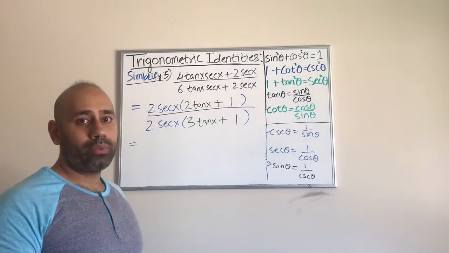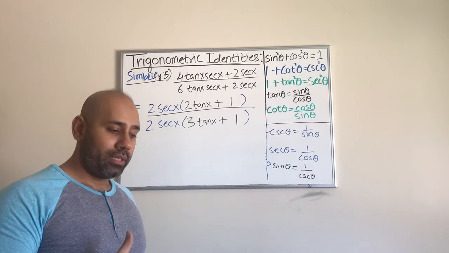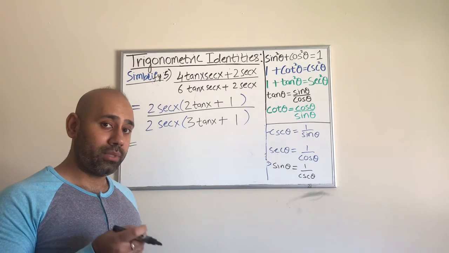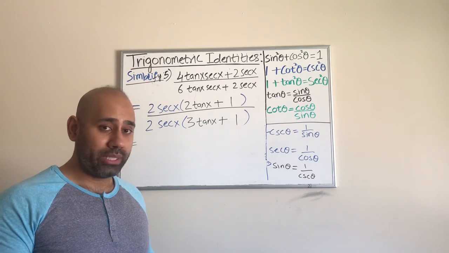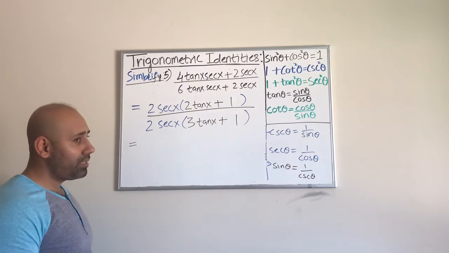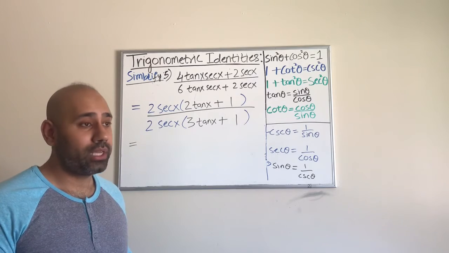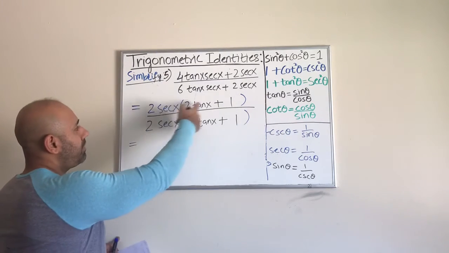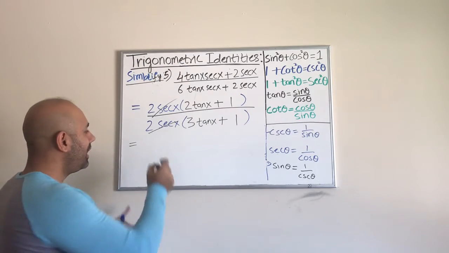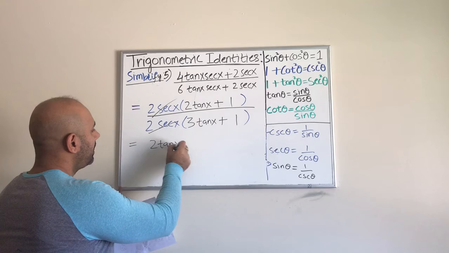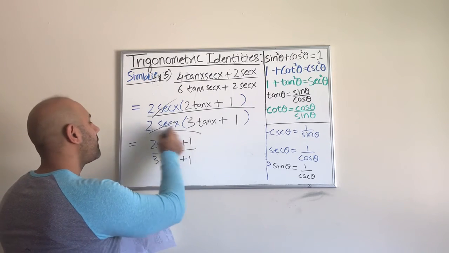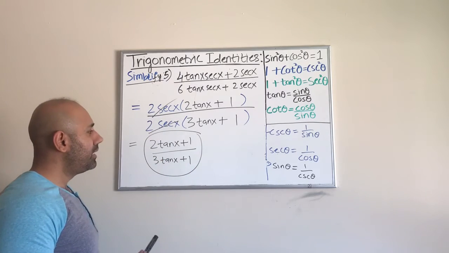Okay, guys, we did not even use any identities. What we simply did was we realized that we can find the greatest common factor from the numerator. We can also find the greatest common factor from the denominator, and that is what we did. We basically factored both the numerator and the denominator. Once we do that, now we can try and see if we can simplify some things. We can cross out some things. Obviously, these are multiplied, so we can now cross these out because they are the exact same. And now I'm left with 2 tangent x plus 1 over 3 tangent x plus 1. And that would be my simplified form.